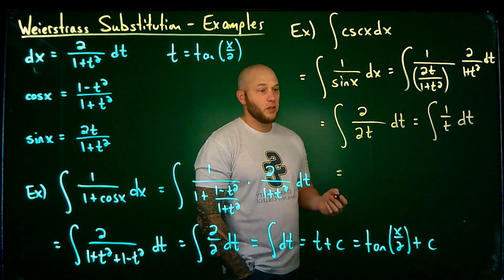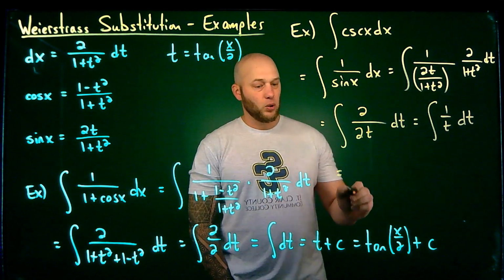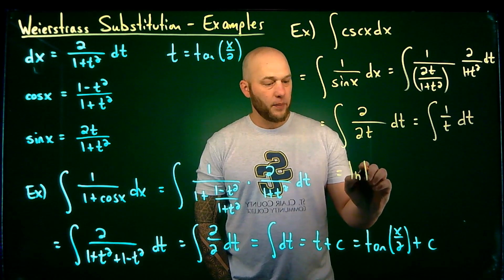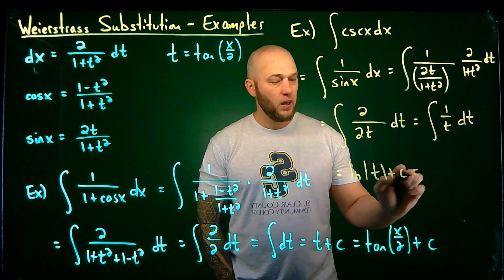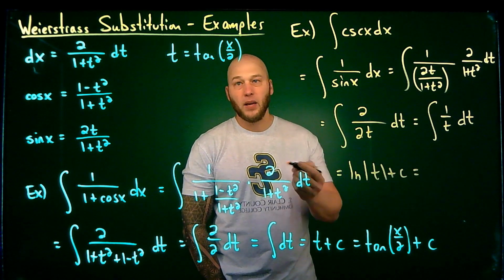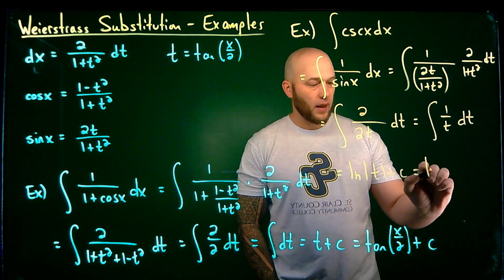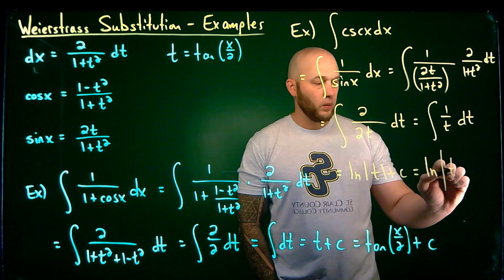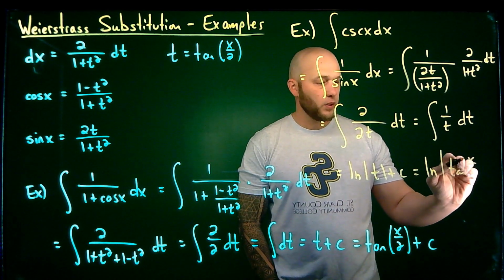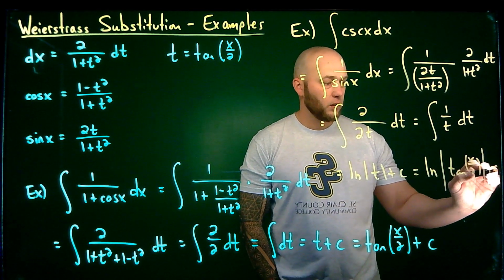And then, of course, this is going to give me the natural log of the absolute value of t plus c. And then, of course, I can replace t with tangent of x over 2, giving me the natural log, absolute value, tangent of x over 2, and then plus c.